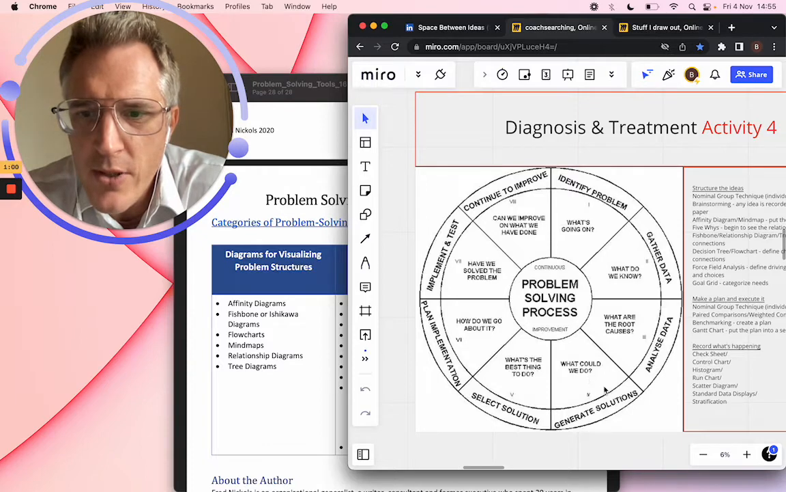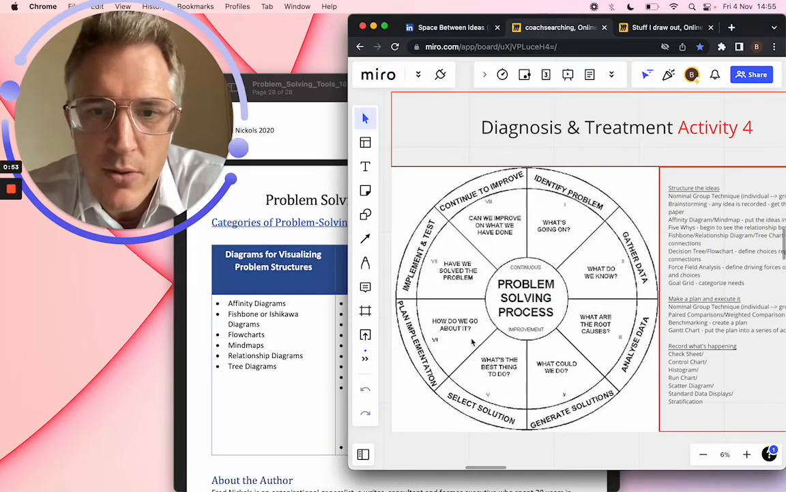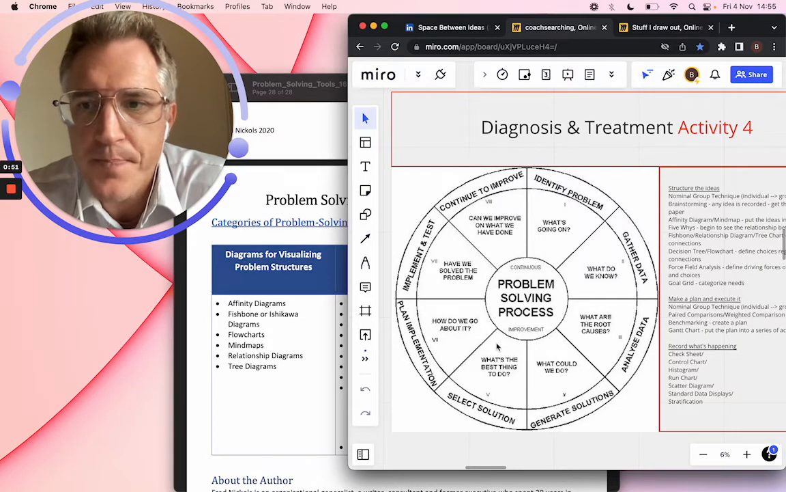So what could we do? How do we generate some solutions? And then how do we decide what is the best thing to do? And maybe also, how do we go about doing it?